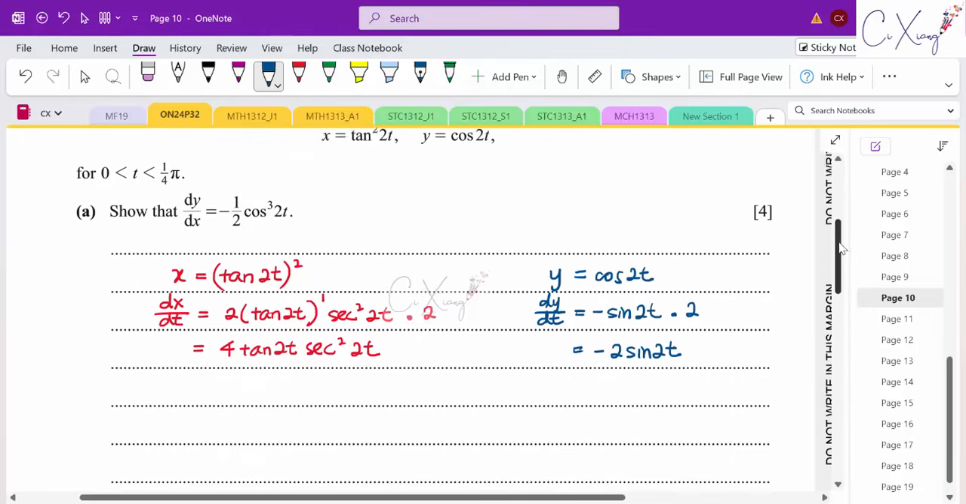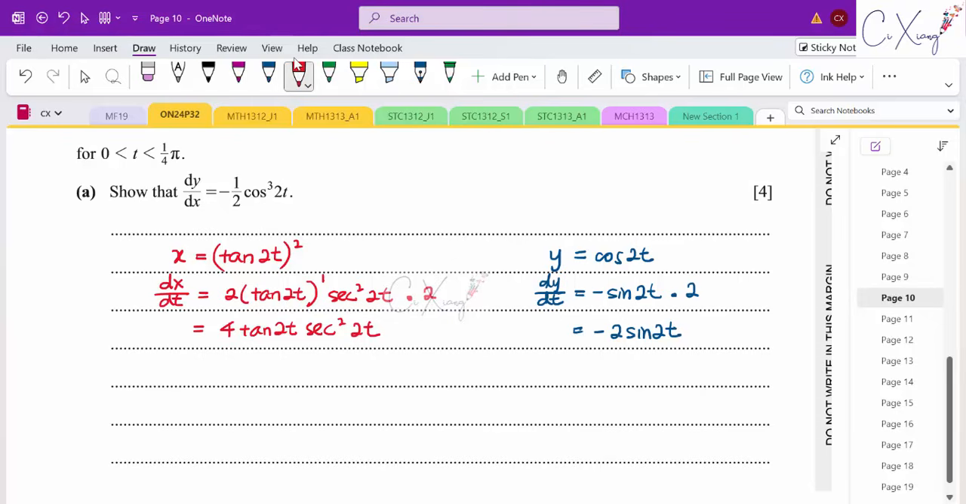Alright, so how can I get dy/dx from the parametric equations? To get dy/dx, I have to apply the chain rule, where dy/dx is dy/dt multiplied by dt/dx. So what is my dy/dt? dy/dt will be negative 2 sin 2t. Then dt/dx is actually 1 over 4 tan 2t sec² 2t.